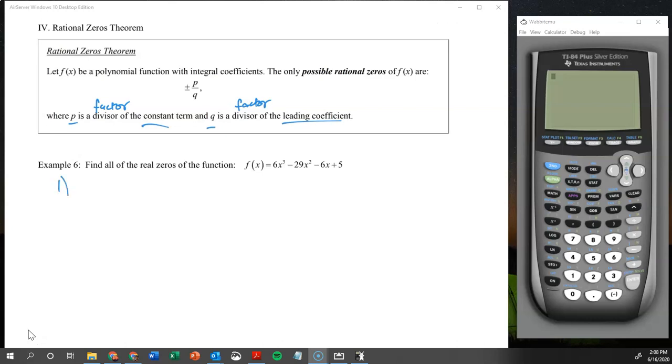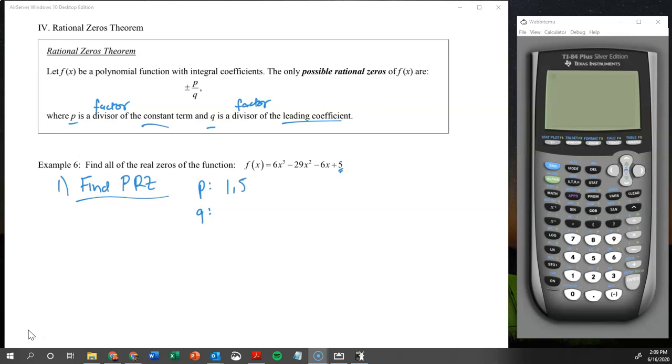The first thing that I'm going to do when finding these real zeros is find what are called the possible rational zeros, or sometimes abbreviated PRZs. This is going to be step 1. In order to do this, I need to find my p's and my q's. Looking back to the theorem, p is the factor of the constant term. What are the factors of the constant term here? 5. Well, that would just be 1 and 5. Those are the only two factors of 5.